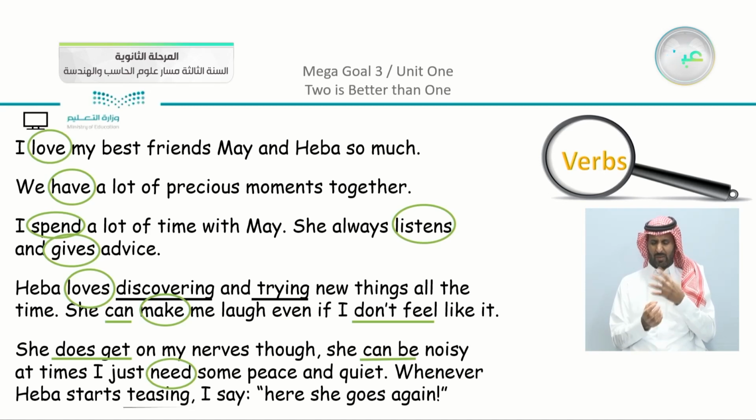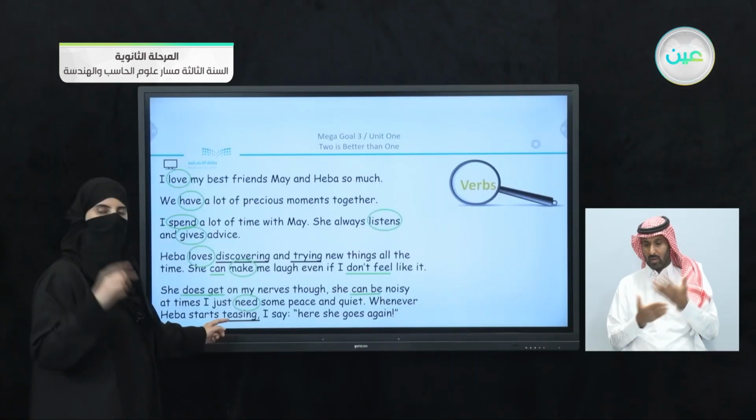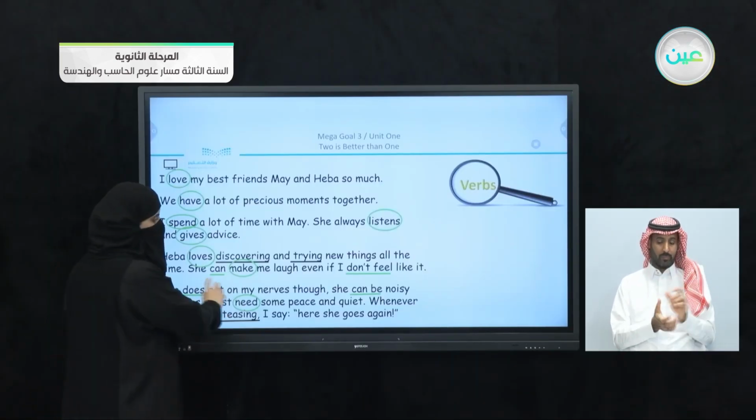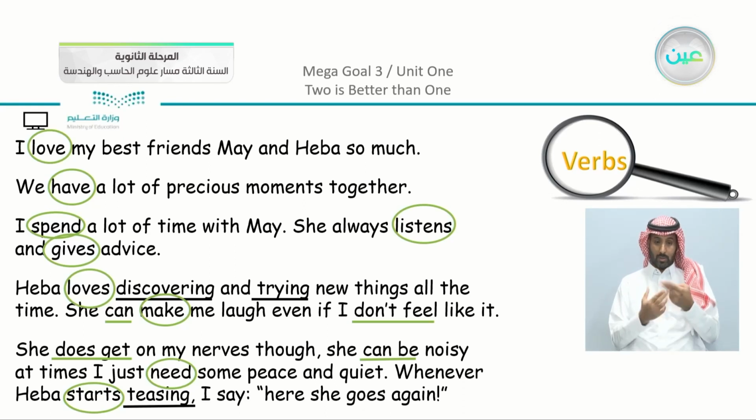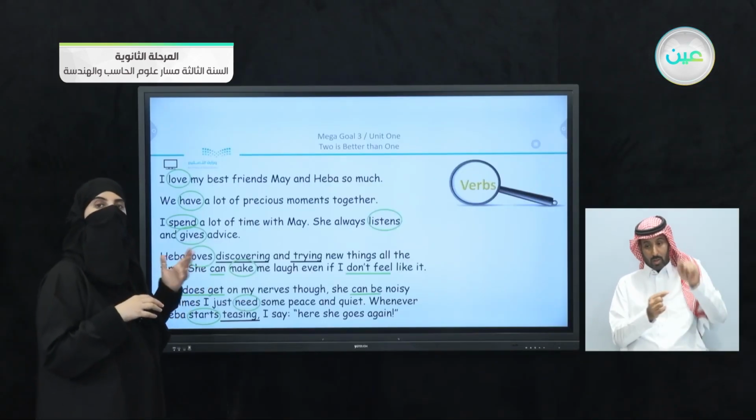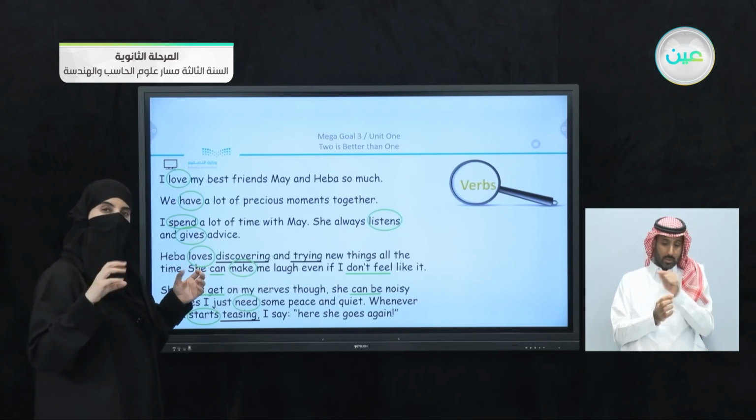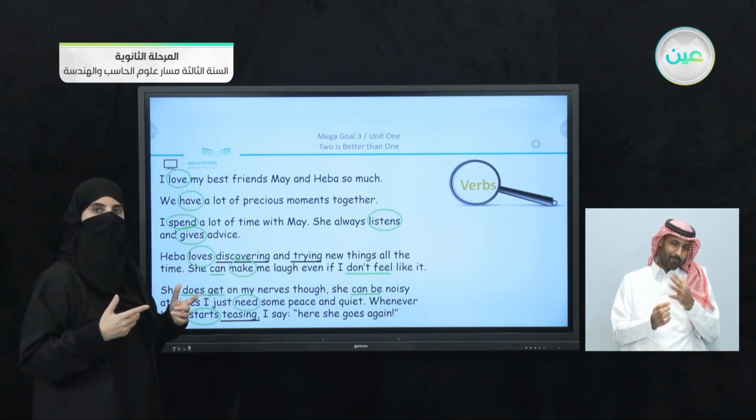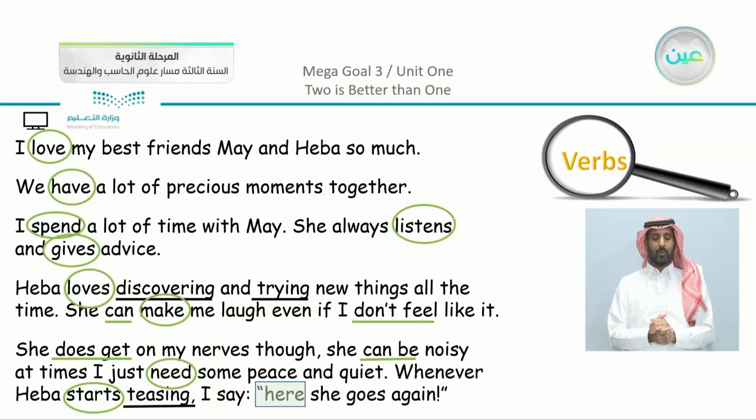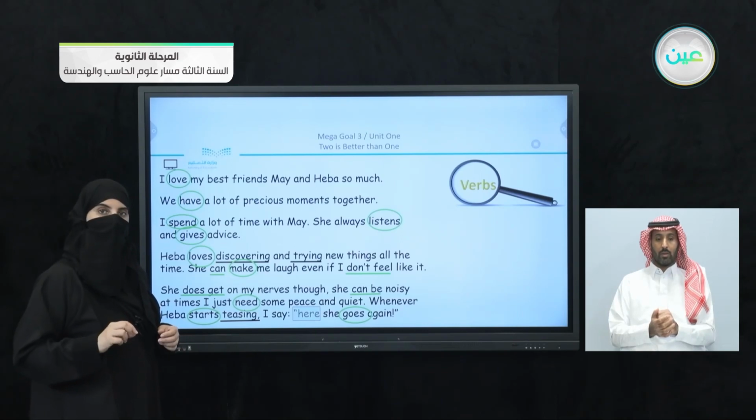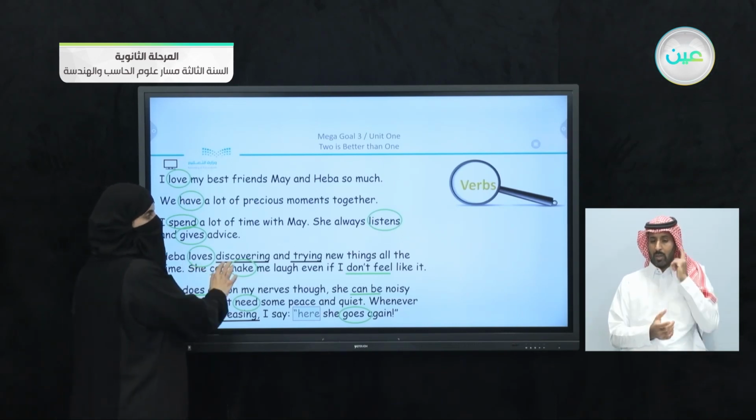We have here need, and we have here teasing, now discovering, trying, teasing. Put these verbs in mind. And we have here also starts. Now all of these are verbs. We just underlined and highlighted what are the verbs mentioned here, and I underlined what seems to be a verb here. Here I say she goes again. So note that I have here she goes again. What is here in the sentence?